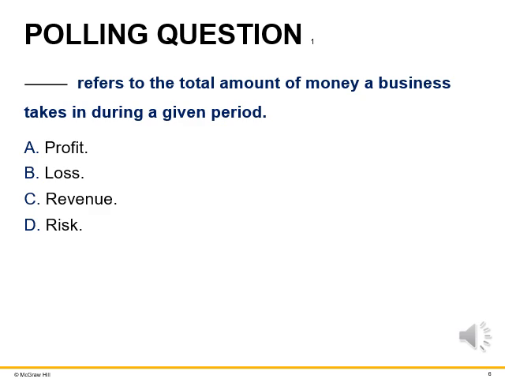A quick knowledge check if you've read the materials already. Out of items A through D, which one refers to the total of money a business takes in during a given period? I'll give you a couple seconds to think about it. All right. If your answer was C, revenue, you are correct. In the next slide, we'll talk more about revenue.